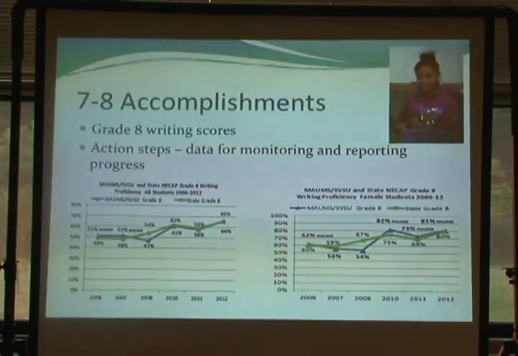So our 7th and 8th grade accomplishments, our grade 8 writing scores looked really terrific this year. They really are exceeding the state levels, the state averages, and the female students, because they do aggregate by gender, you'll see that they are even moving above state averages, and you can see 82% and 81% proficient in writing, which is a very exciting accomplishment.